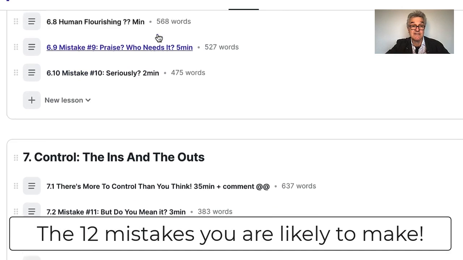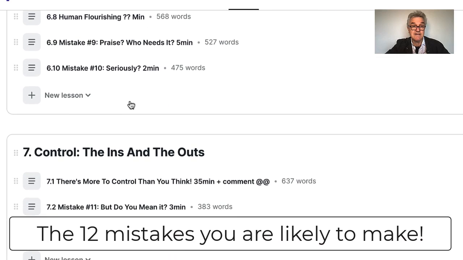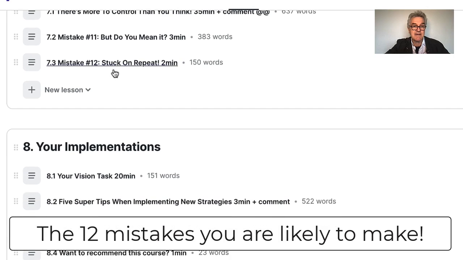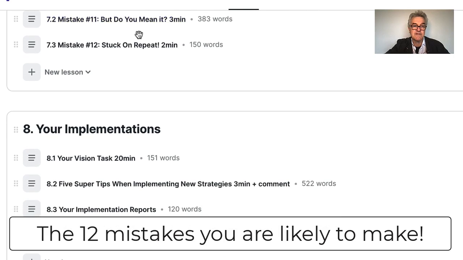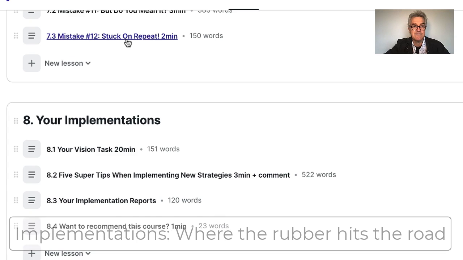Too much praise. It's sort of the counter to this one. And secondly, being too serious. Then we have a little section on control. What is control? How do we get control? Sometimes the ways we go about control kind of shoot ourselves in the foot. Another couple of mistakes. Do your students think you mean it when you give them instructions? So we talk a little bit about that. And then sometimes we use the same thing over and over for a particular instruction. That's some food for thought there.